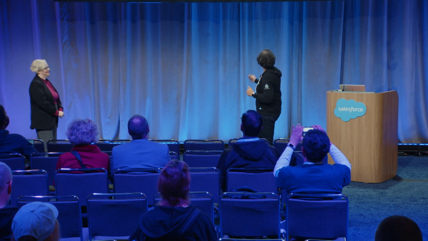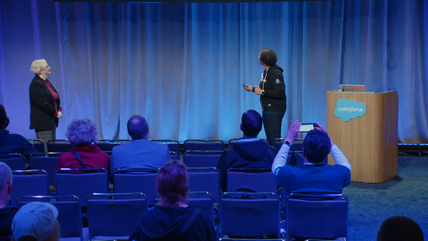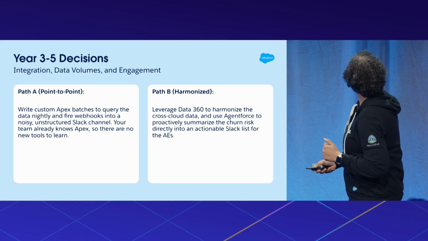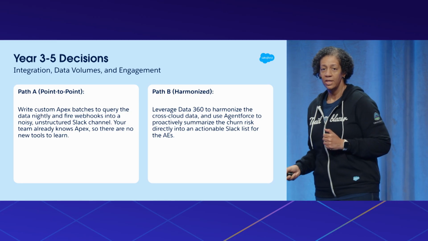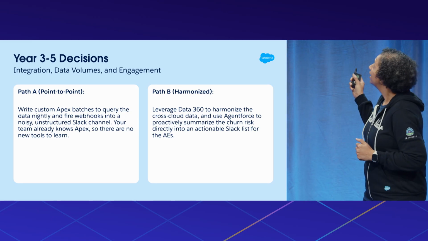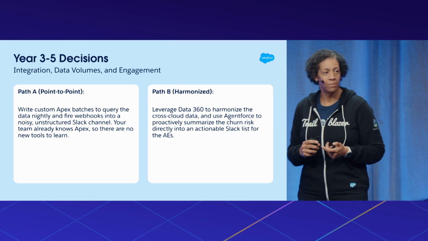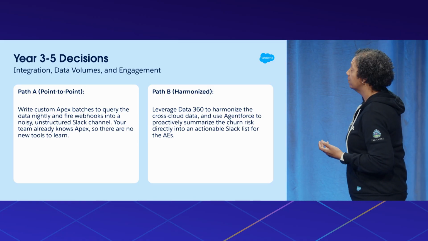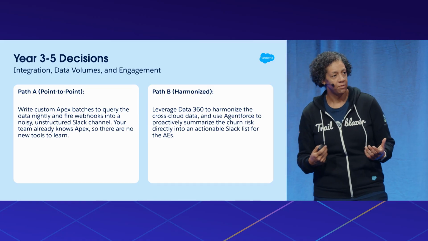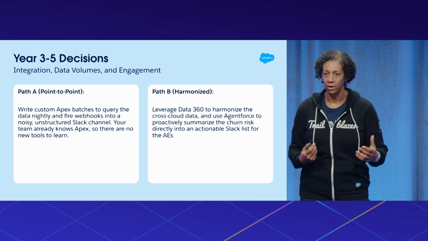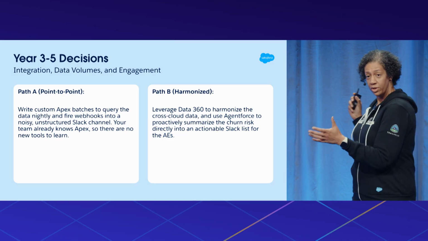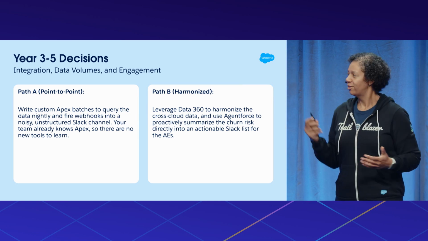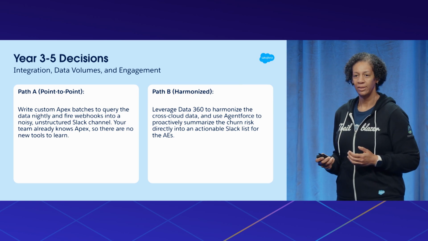Or Path B, harmonization. Leverage Data 360, harmonize your cross-cloud data, and use Agentforce to proactively summarize the churn risk directly into an actionable Slack list for the AEs. This is certainly possible to build, but the question is, what is your team great at? What skills do they have? What tools do they have at their disposal? Have you implemented Data 360 yet? Are you ready to unify that data? Have you done the work to unpack what your data model is going to look like and what insights you need? Either one's going to take work. So we say neither one of these is right or wrong. They're just considerations that we have all had to make along the way.